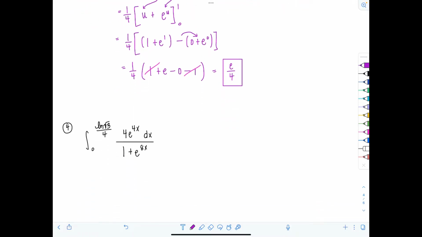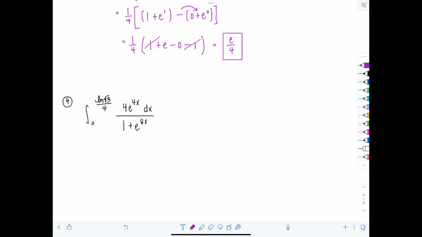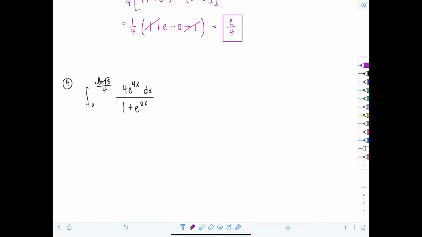Okay, example 4. We have the integral from 0 to natural log of radical 3 over 4. That's the upper limit. Maybe I should scoot it over so you can tell. Don't be scared. You're going to be glad that's the upper limit in just a moment. And then we're integrating 4e to the 4x dx over 1 plus e to the 8x. Okay, you may have no idea where to start.